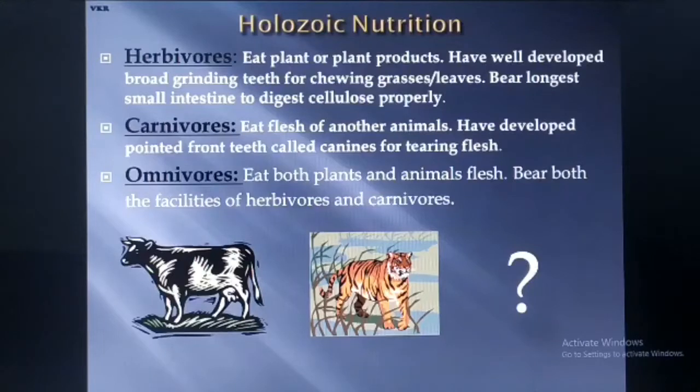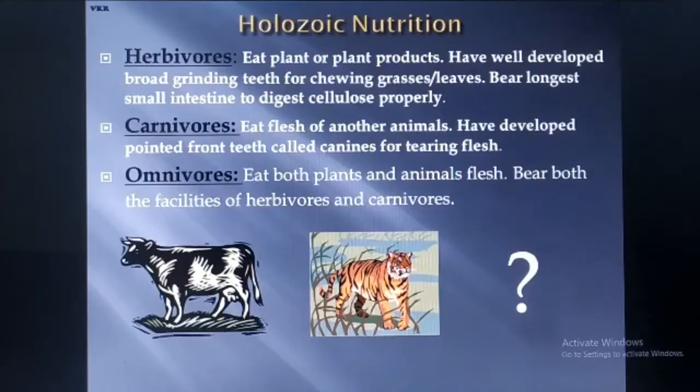In contrast to this, carnivores have the habit of eating the flesh of other animals, which is softer and less complicated in comparison to cellulose. So they have, first of all, well-developed pointed teeth, which are called canines, for tearing flesh, and their small intestine is comparatively shorter.